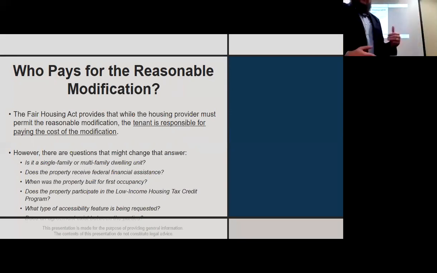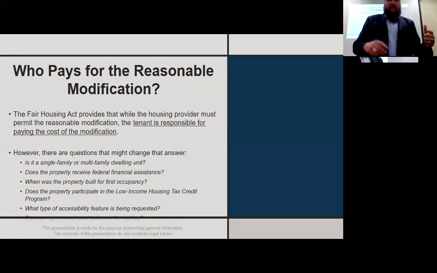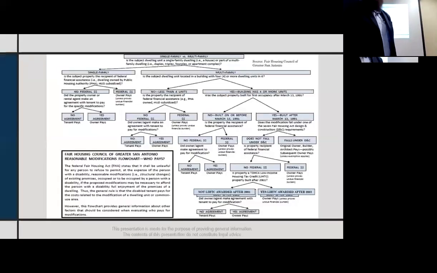We'll dive into a few of these. Is it a single family or multifamily dwelling unit? Do you get financial aid from the federal government for your housing, or from the state for your housing? Is it built for first occupancy? What year was it built in? There's all sorts of things that we run into on that.